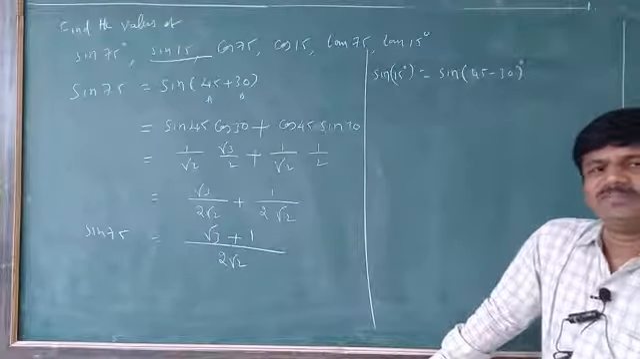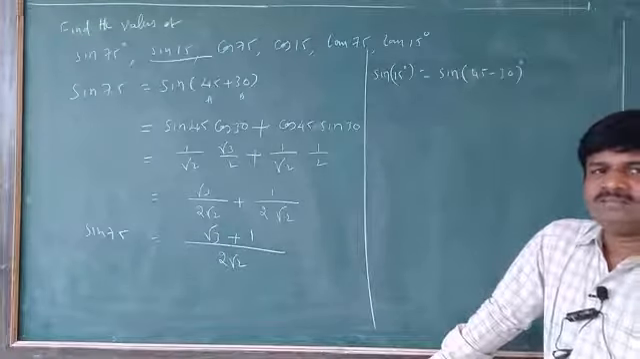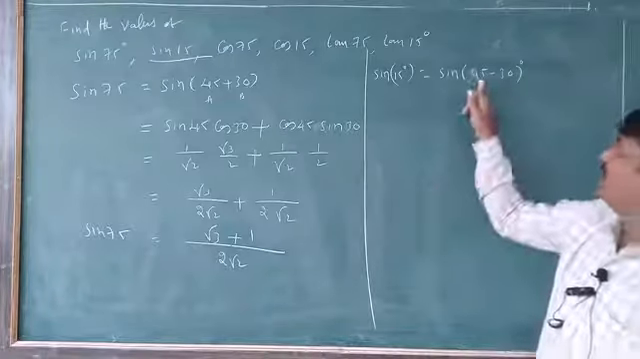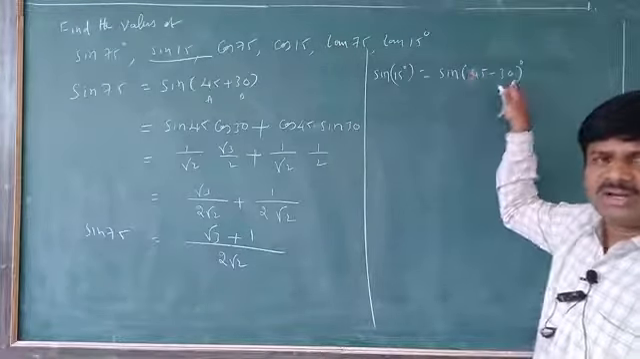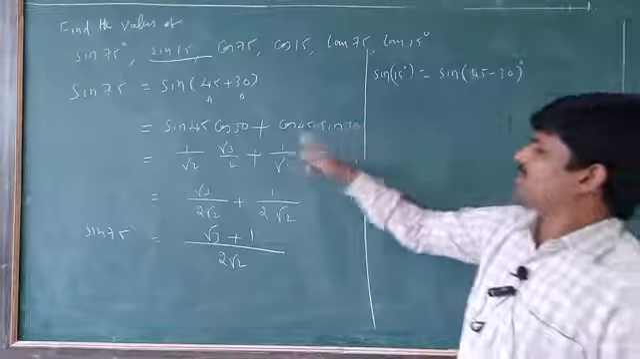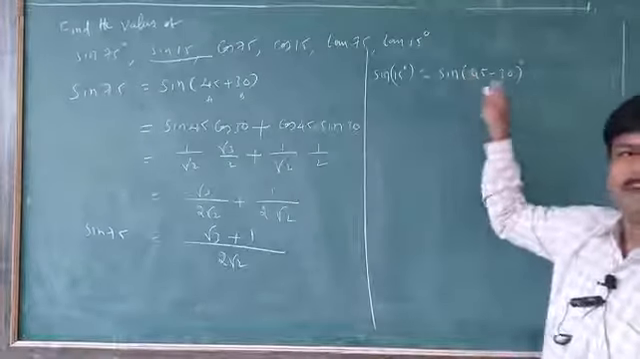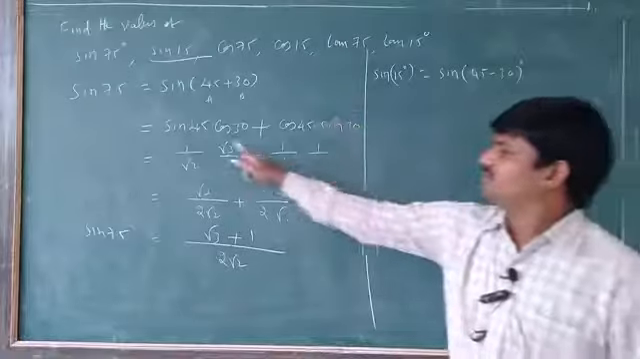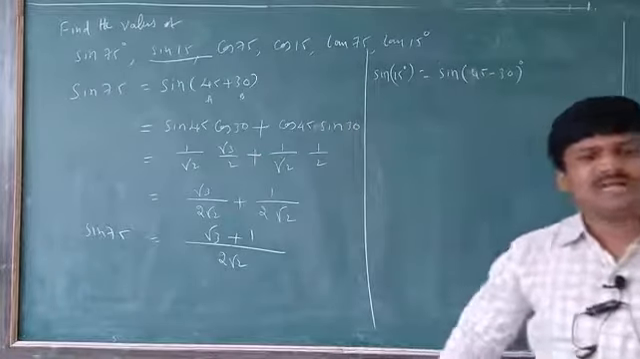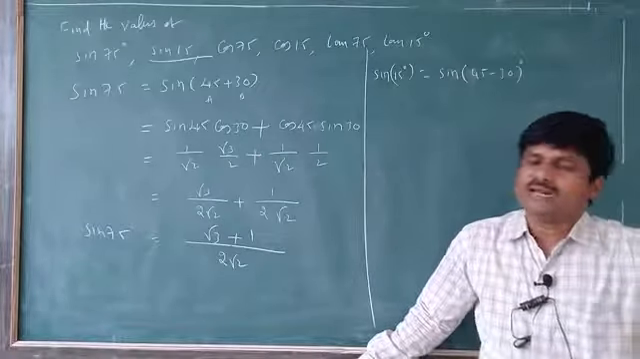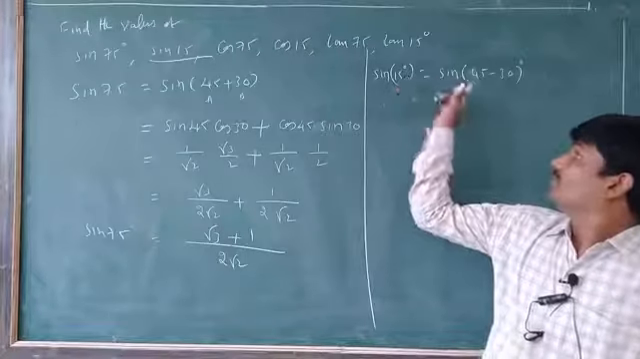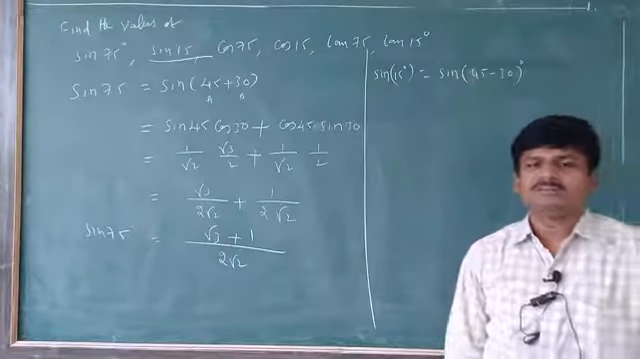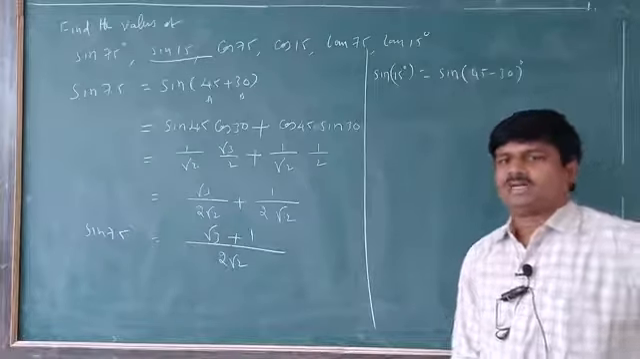45 minus 30. Can you write like this? Yes. If you write like this, what will it be? 45 minus 30, 15. Why did you write 45 and 30 only? Now what I told you: compulsory, if you expand this one by the formula, you will get standard values. To get the standard values, we have to write it as 45 and 30 only. Understand? Yes. Now expand this one.